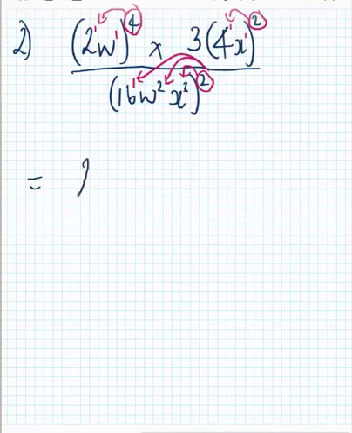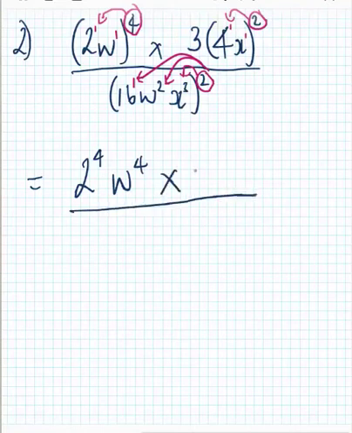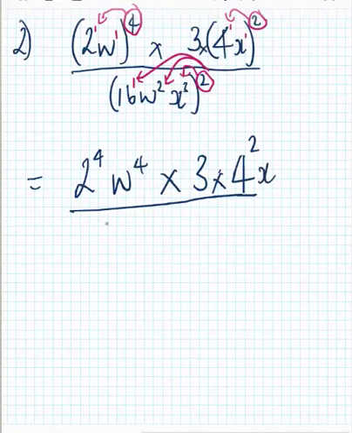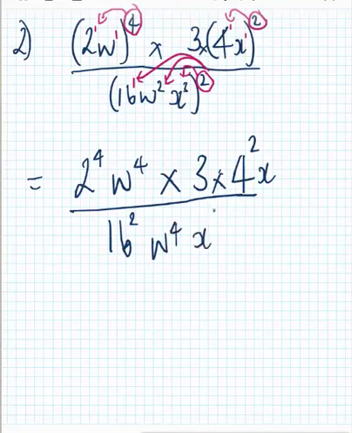So we end up with 2 to the power of 2, or 2 squared, it's 4 times 1. That was a 2. So 2 to the power of 4. And then w to the power of 4 times 3's on the outside. So in between the 3 and the bracket, there's a times. So I'll put a times there. And then we've got 4 squared and x. And down here we've got 16 squared, w to the power of 4, and x, 3 times 2 is 6.